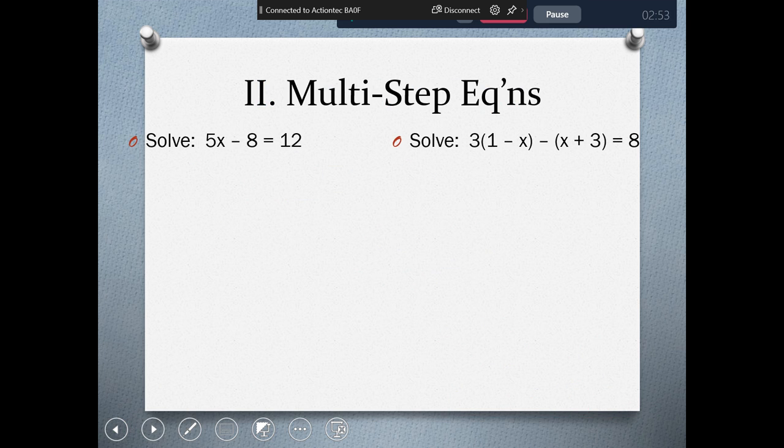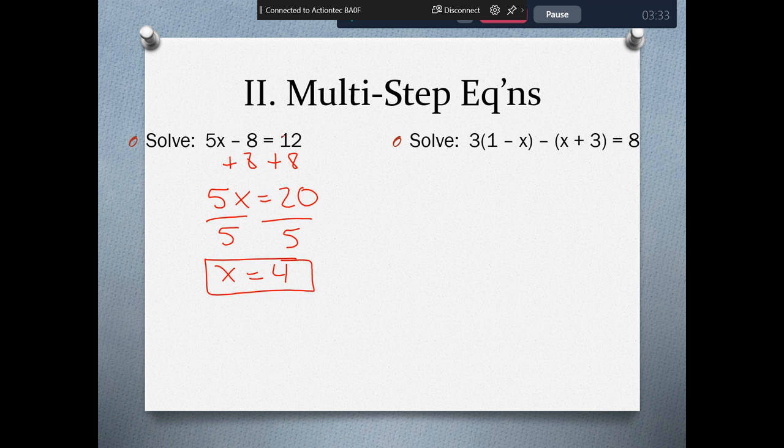So our steps for solving are first to distribute, then to eliminate fractions, then to combine like terms. This does not include isolating the variable, but that's what we're doing next. Then it is to add or subtract the constant to the other side and multiply or divide the variable by itself. So in this first one, I'm going to add 8 to both sides. So I'm going to have 5x equals 20. Then I'm going to divide to get the variable by itself. So I'm going to divide by 5. So x is going to equal 4.